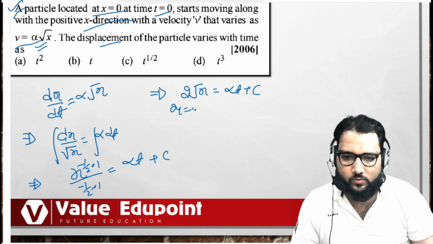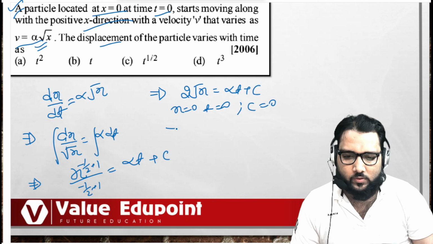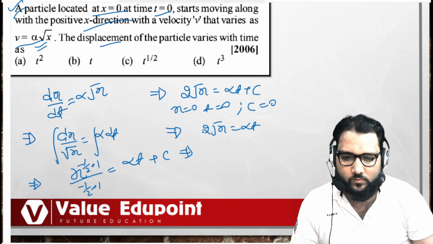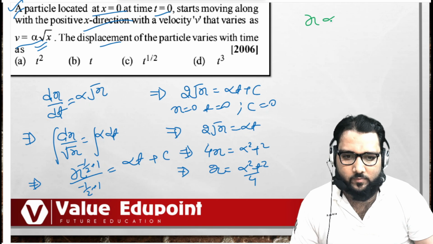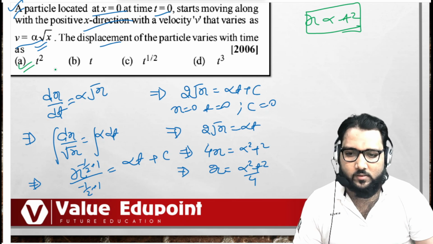Now x equals 0 at t equals 0, hence c is equal to 0. So we can directly write 2 root x equals alpha t. When you square these terms, this will come 4x equals alpha square t square. You can clearly see x is alpha square t square divided by 4. So the displacement will be directly proportional to time square. So option A is correct.